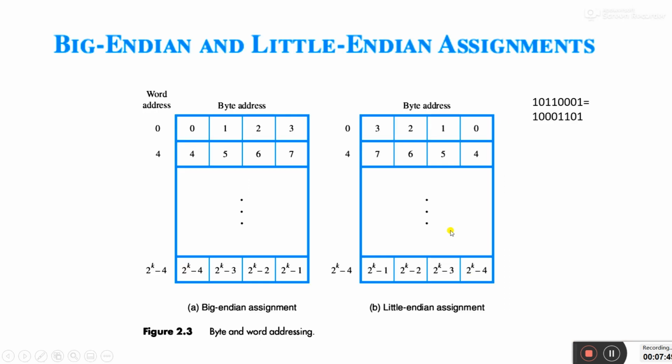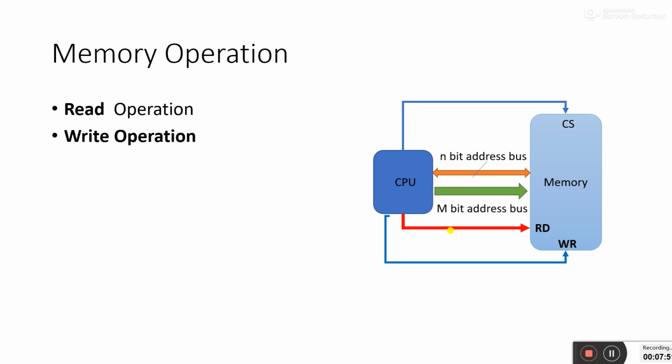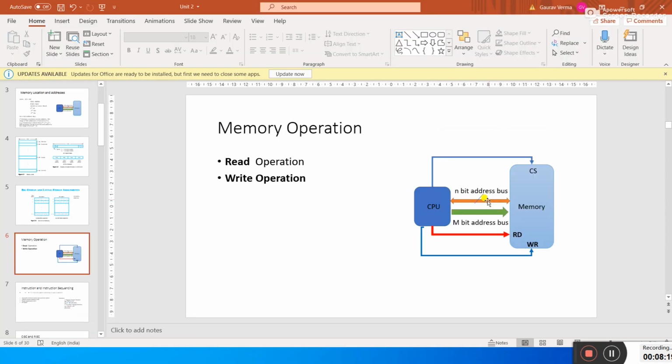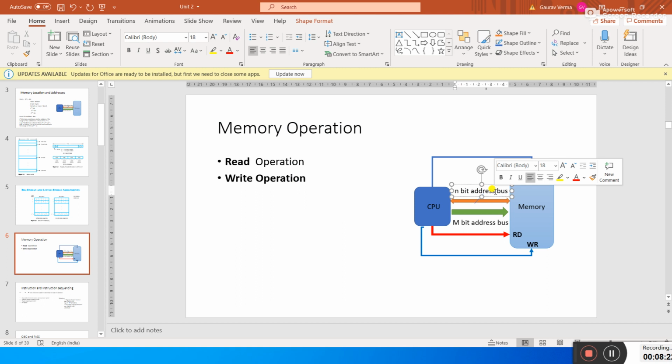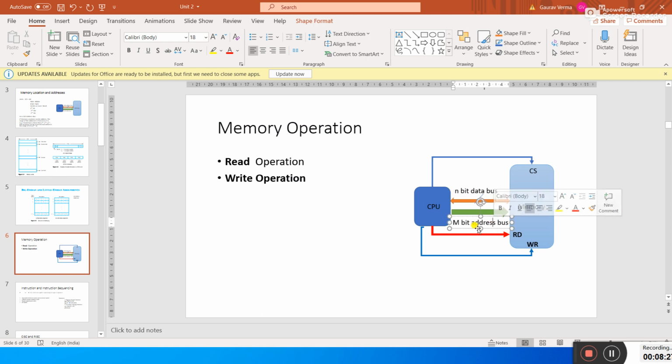And now let's see another thing. What are the memory operations? In the memory operations, we have this kind of block diagram. We have CPU and we have memory. CPU provides a chip select operation, and chip select operation is just to select the memory IC. And now the CPU provides the address bus, which is unidirectional. Sorry, the data bus is bidirectional.